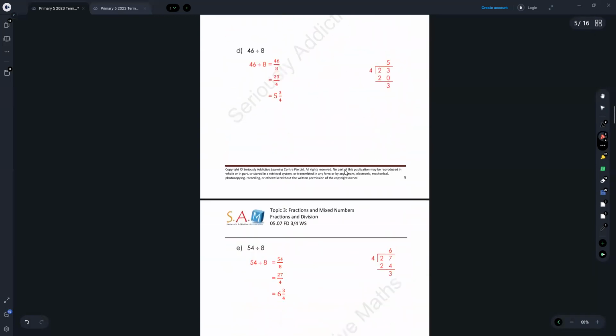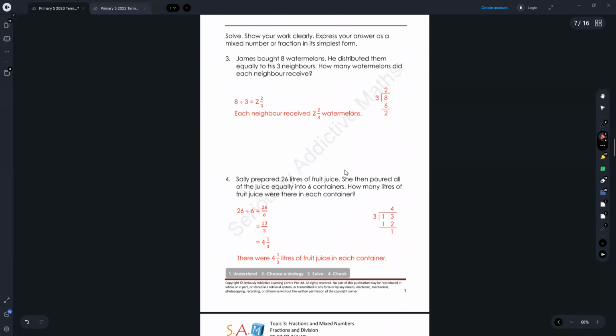Most of this is just regurgitation. So I will skip these questions and just get them to do one word problem on their own. Tell them that it's the same thing. This is a word problem. The idea now is, for example, in this question, 8 watermelons divided by 3.